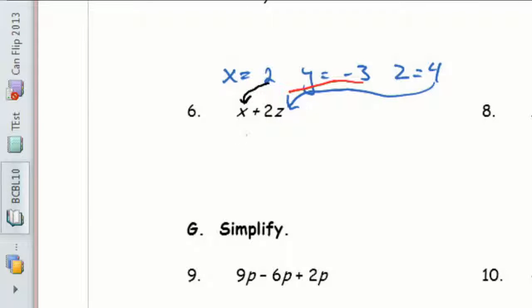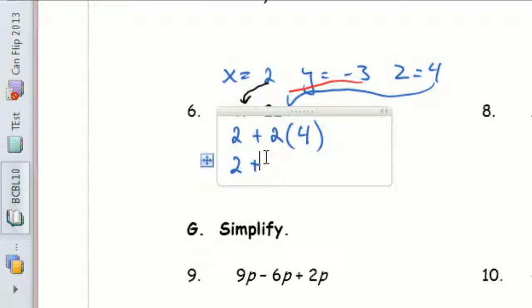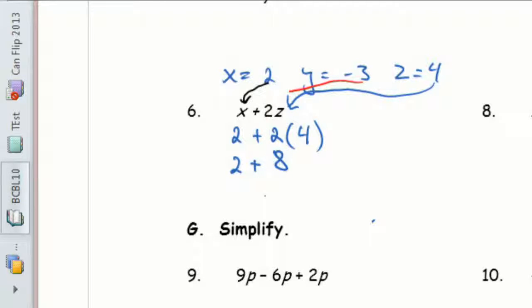So here goes. I'm going to put this 2 in here for the x, and then I'm going to have 2 times, and then z is equal to 4. And then I need to remember my order of operations. So I need to do my multiplication before I can do my addition. So I'm going to just drop this 2 out front down because that's addition there. And then I have 2 times 4 on the other side, which is going to give me 8. The 2 and the 8 together, now I can do my addition. It's going to give me 10, and that should be where I end up with my answer.